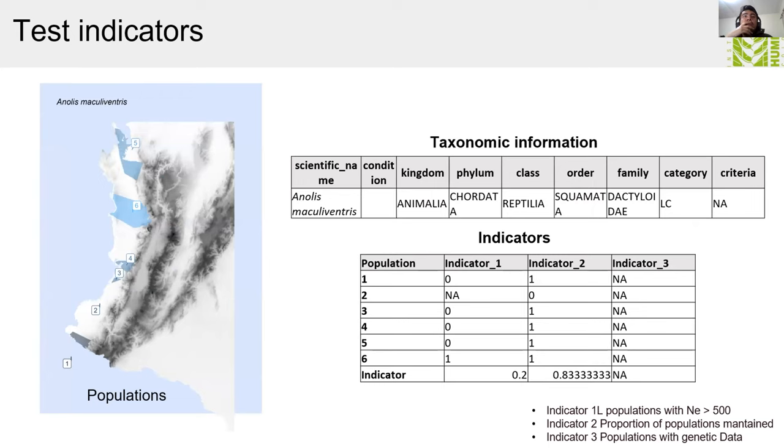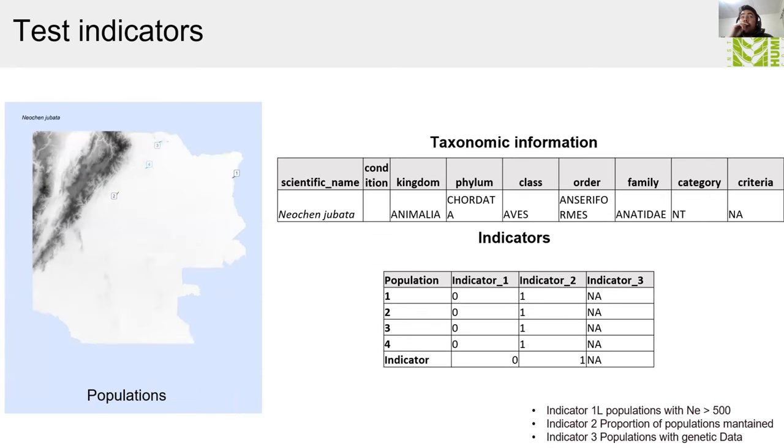Another example is a lizard, Anolis maculiventris, for which the first indicator is 0.02 and the second indicator is 0.08, because there are reports about one extinct population. And the last example is the Orinoco goose, for which the first indicator is 0 because their populations are small and do not meet the thresholds. So it has 0 in the first indicator and 1 in indicator 2 because there are no reports about extinct populations.